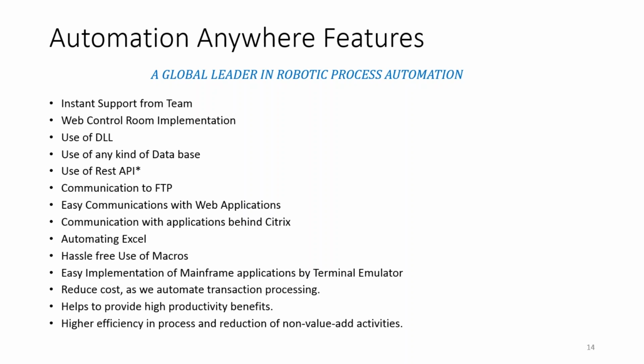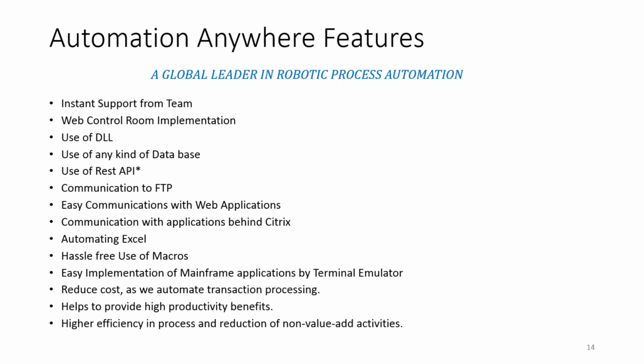Web control room implementation. Sometime before, I was mentioning that if you are traveling outside, you don't have any access to, or you don't know what is happening in the office. So it provides us the web control room. What the web control room means is, whatever the robots are doing, whatever the machines are doing, we can see that through this web control room. So Automation Anywhere has that much facility, which is not available with any other tools like Blue Prism or UiPath. They are not giving any kind of web control room concept.